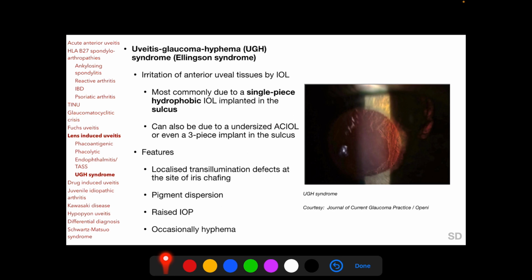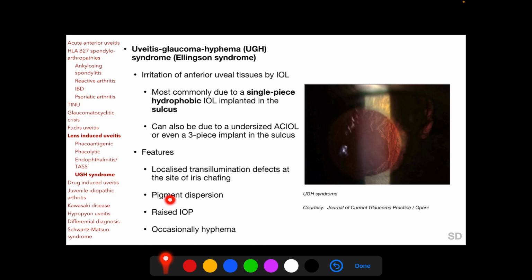UGH syndrome can also be due to an undersized ACIOL because an undersized anterior chamber IOL has a propensity to move inside the eye. And there are also a few reports of UGH syndrome occurring after implantation of a 3-piece IOL in the ciliary sulcus. UGH syndrome is characterized by localized transillumination defects of the iris at the site of iris chafing. So this shows a patient with uveitis glaucoma hyphema syndrome, and here we see an iris transillumination defect in the shape of the IOL haptic touching the iris.